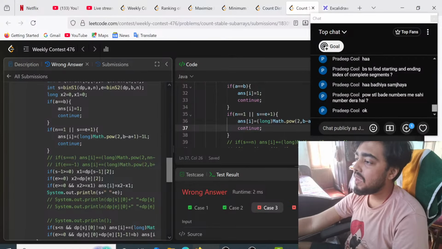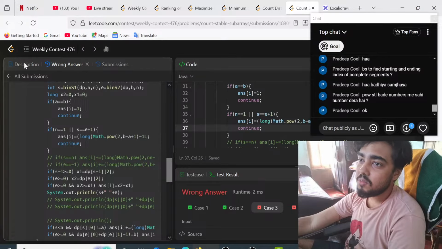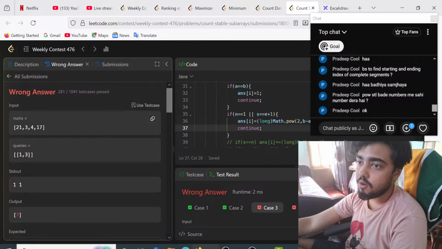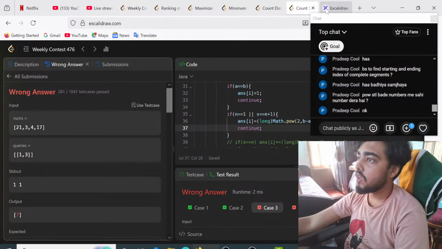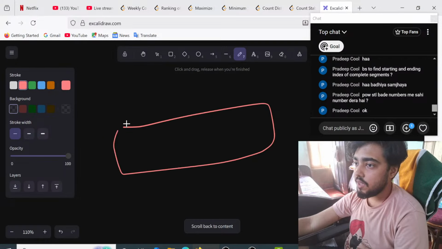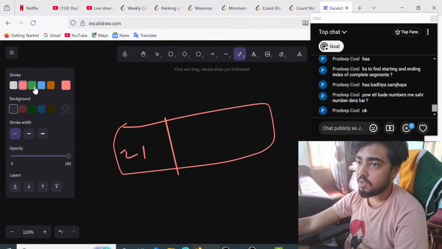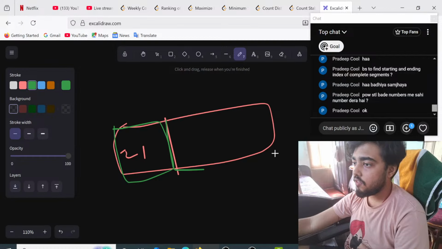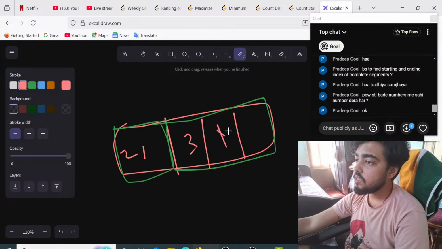अब मेरा प्रॉब्लम ये हो रहा है कि तुमको टेस्ट केस देख के समझ में आ जाएगा. देखो 2 1 3 4 17, तो ये कैसा होगा? 2 1, और 3 4 17 को मैं एक साथ पकड़ता हूँ. ठीक है. Let's say this is 1 and 3 4 17 is एक साथ. ठीक है. 3 4 17 because that is already sorted, right.